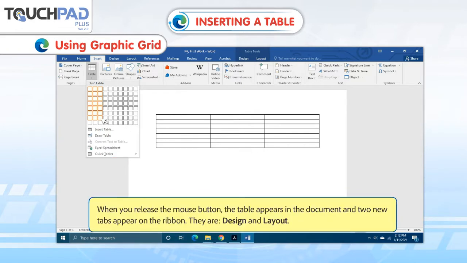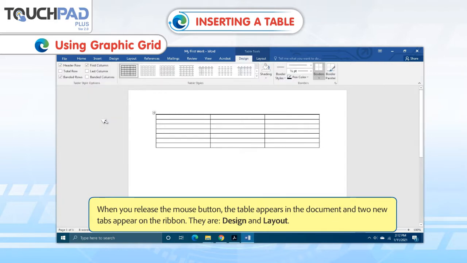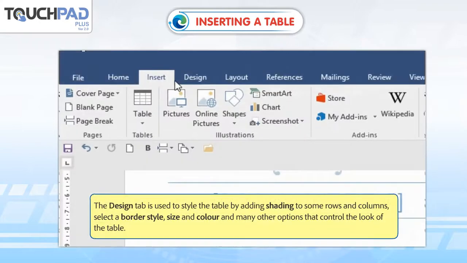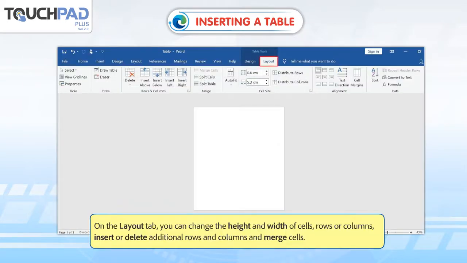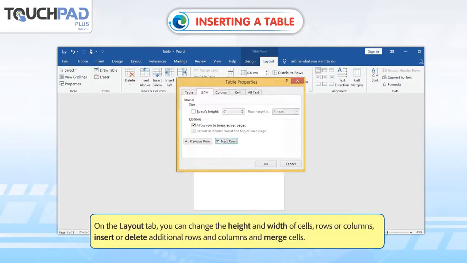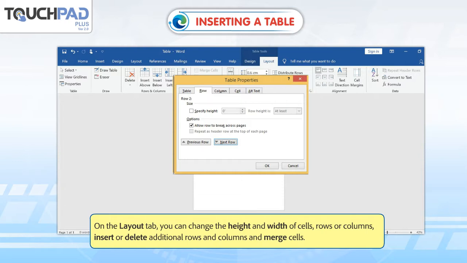When you release the mouse button, the table appears in the document and two new tabs appear on the ribbon. They are Design and Layout. The Design tab is used to style the table by adding shading to some rows and columns. Select a border style, size and color and many other options that control the look of the table. On the Layout tab, you can change the height and width of cells, rows or columns. Insert or delete additional rows and columns and merge cells.